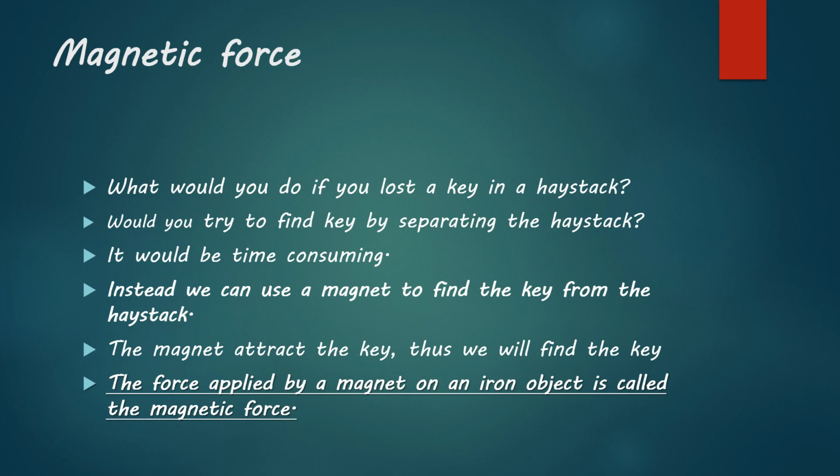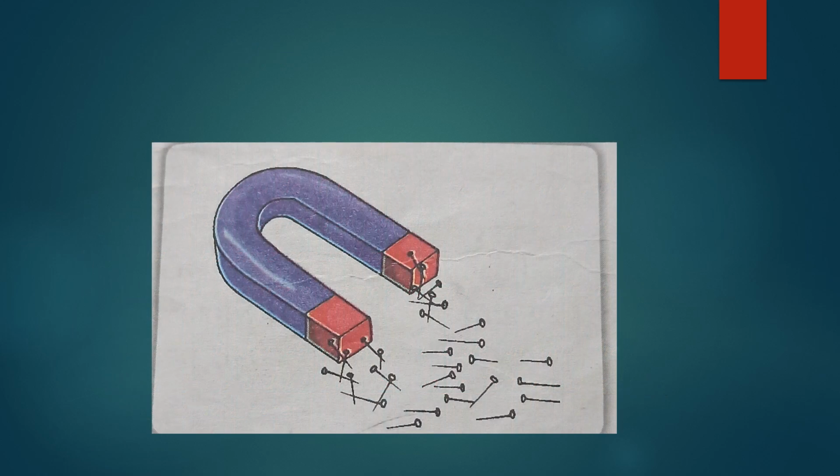So what happens in the case of magnetic force? The force which is applied by a magnet on an iron object is called magnetic force. You must have played with a magnet. So what does a magnet do? It attracts iron objects towards itself. So in this way, we can separate the iron objects from the other objects very easily. Here you can see there is a magnet and the iron nails get attracted towards the magnet.